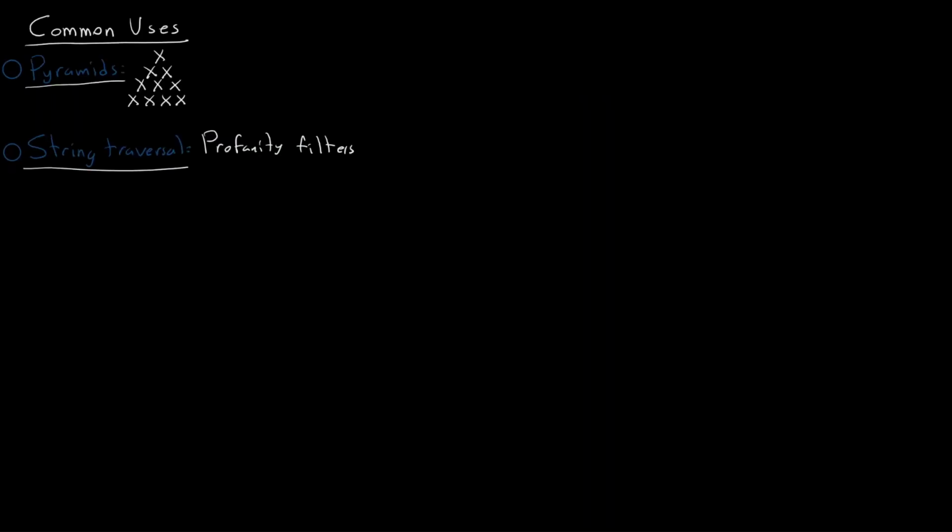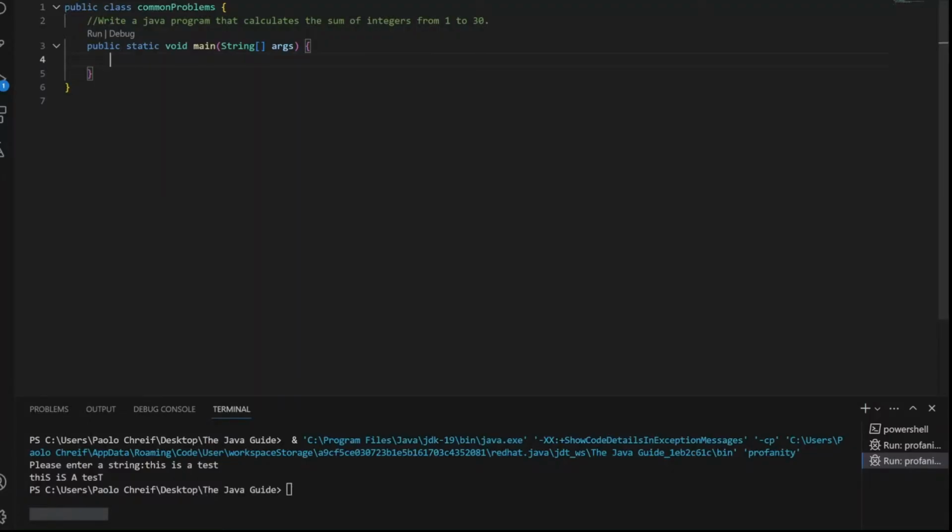So some of the common uses for for loops in the introduction course in exams are pyramids and string traversal. So pyramids like the one shown here, and string traversal problems like profanity filters. We'll be moving on to Visual Studio now in order to show some of these problems in action and solve them together. So here we have our first Java program, or question.